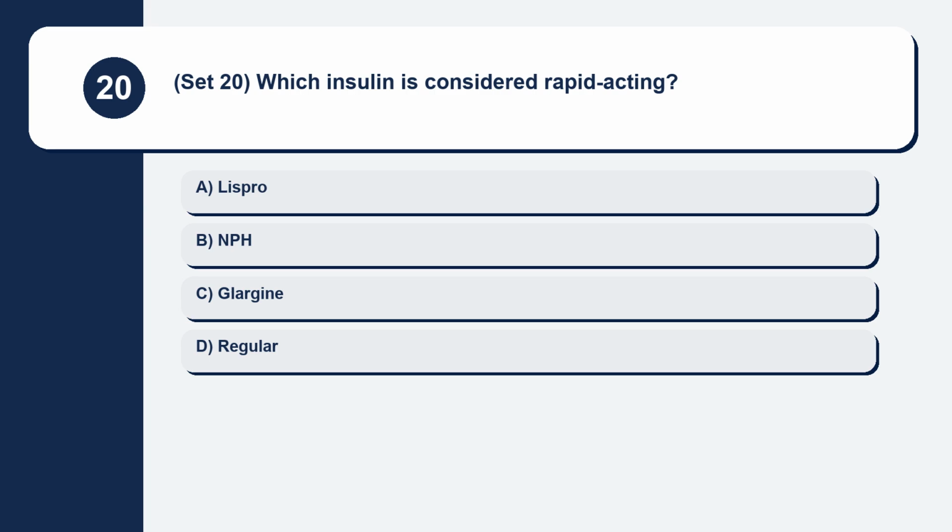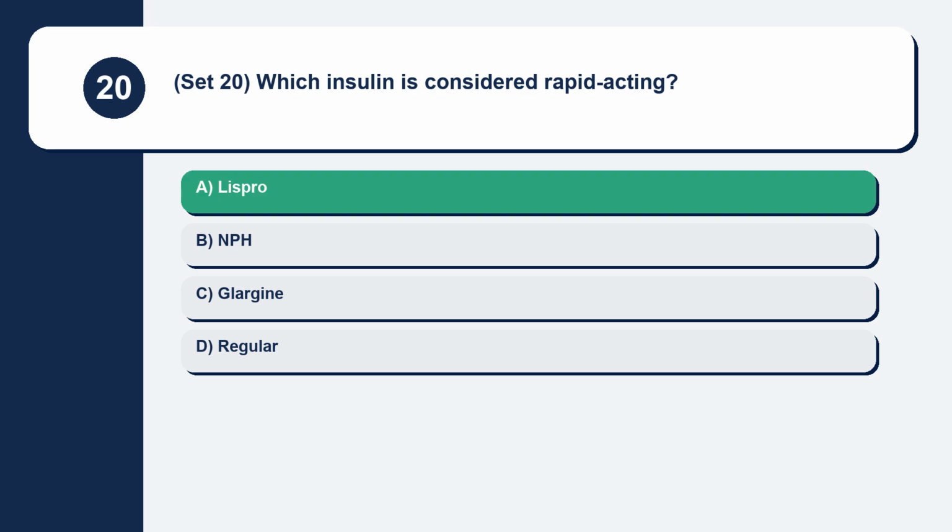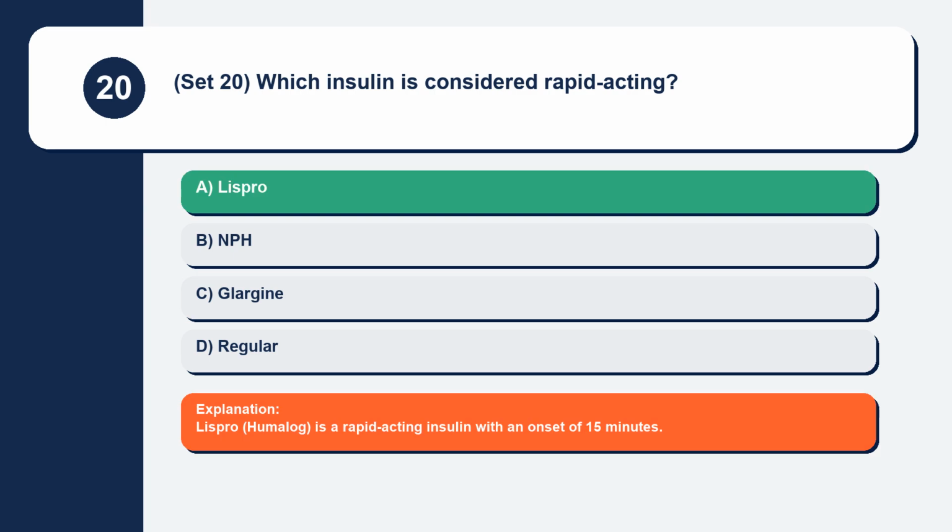Question 20. Set 20. Which insulin is considered rapid-acting? Lispro, NPH, Glargine, regular. Lispro, Humalog, is a rapid-acting insulin with an onset of 15 minutes.